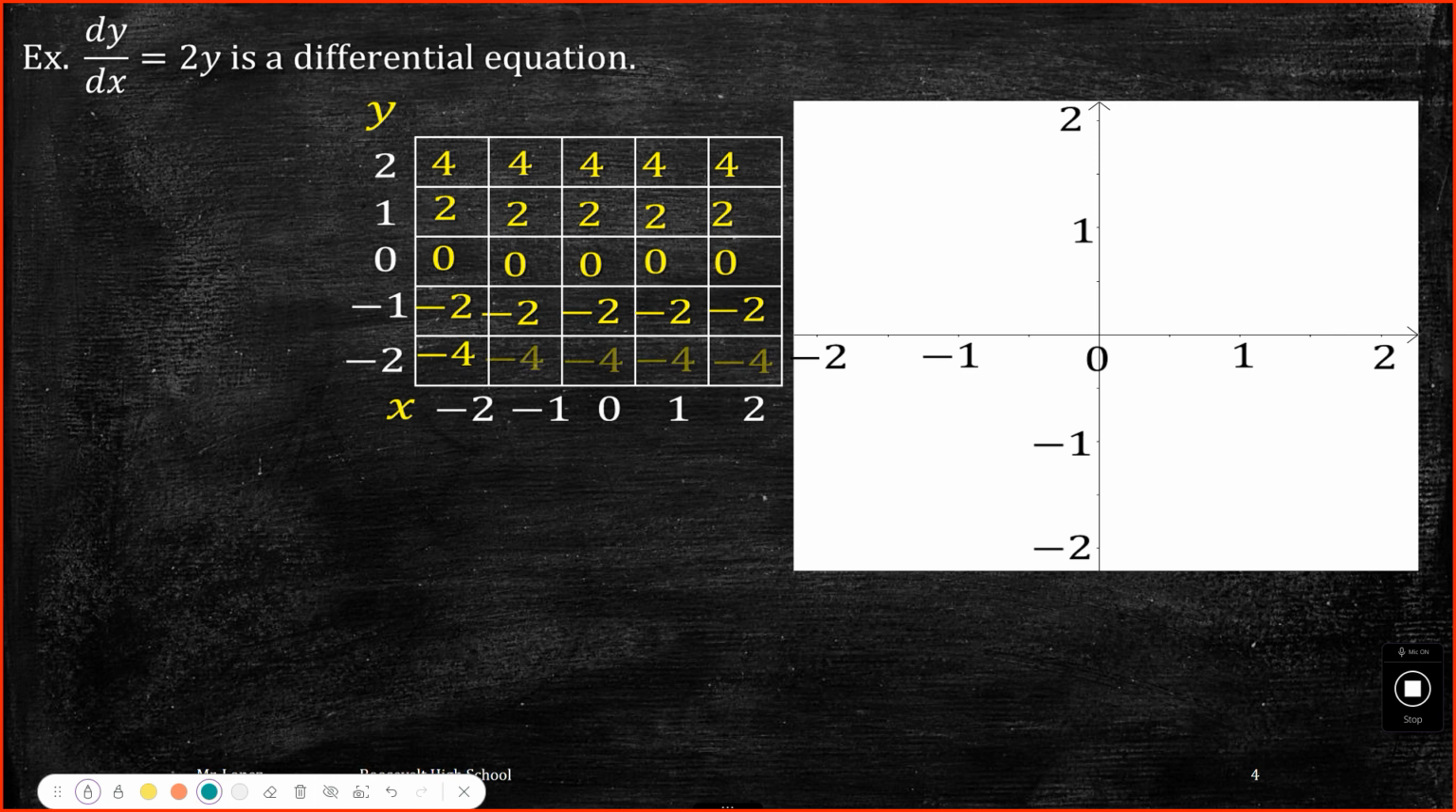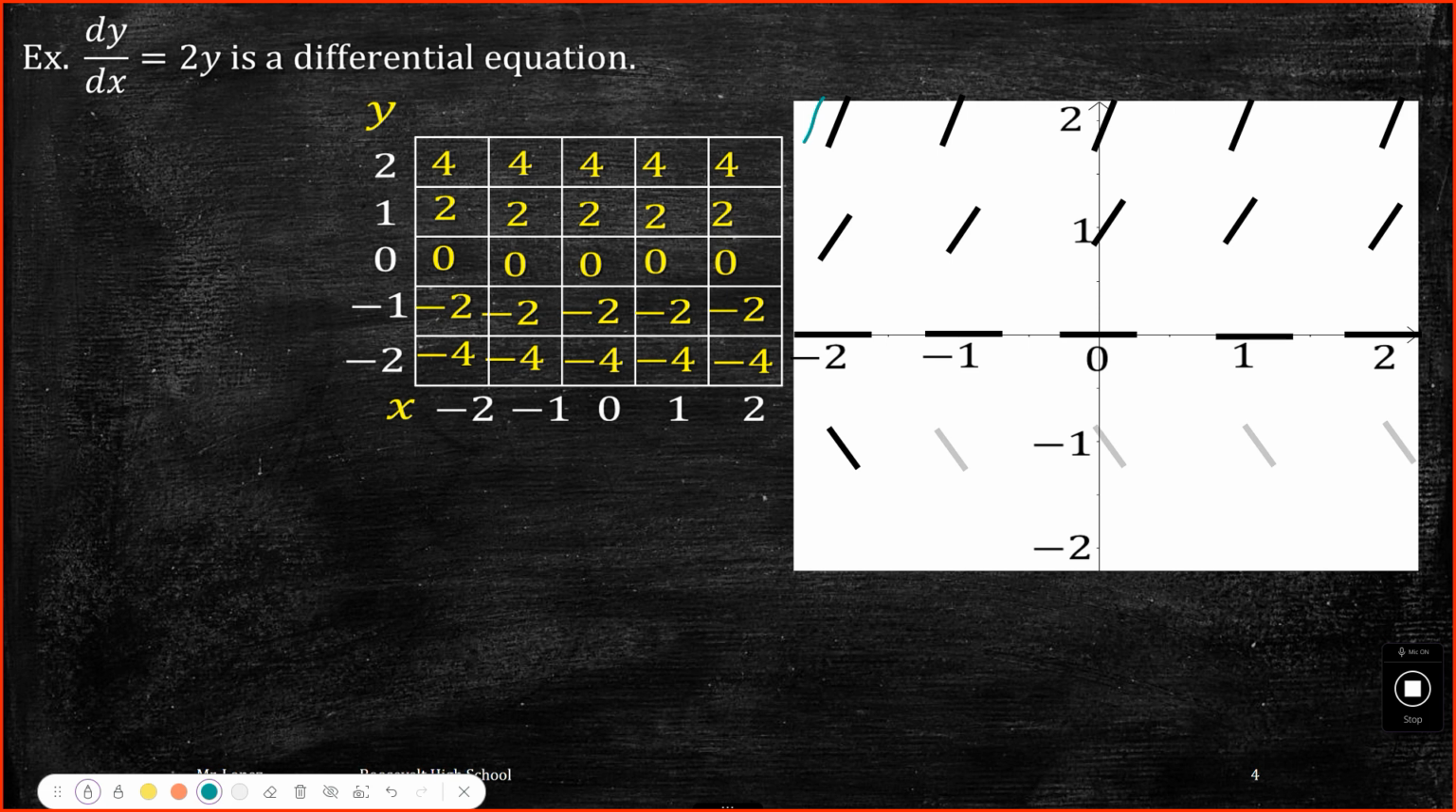negative 4 across. So when you plot those, the slope at negative 2, 2, I'm starting here at the top, negative 2, positive 2, the slope is 4, meaning it's going to be like that, and all the way across. Then a little less steep, then negative slopes.